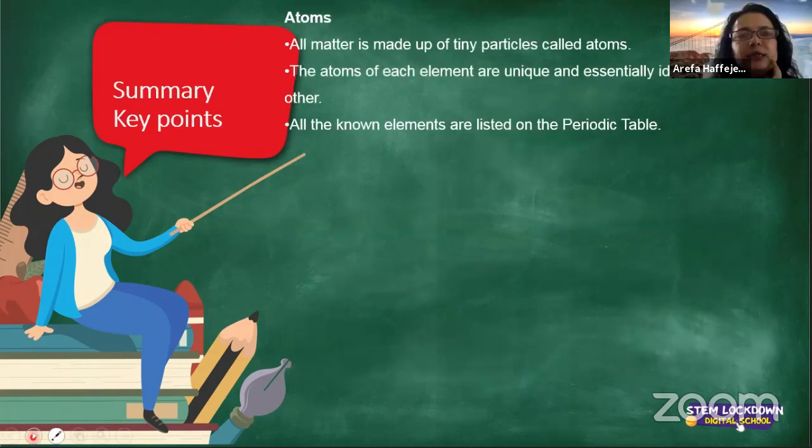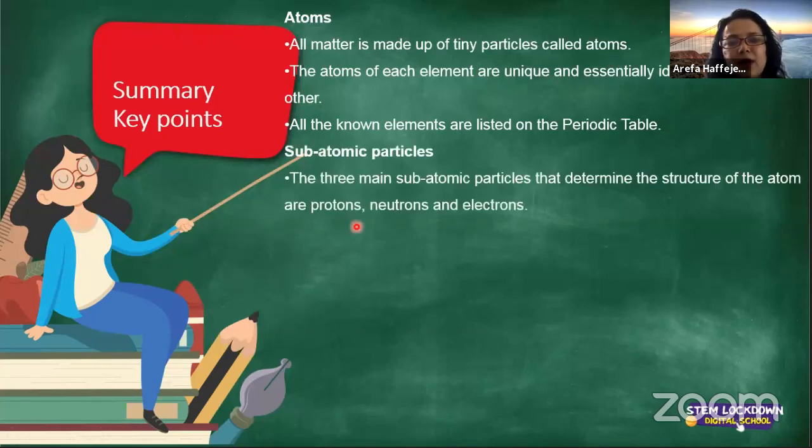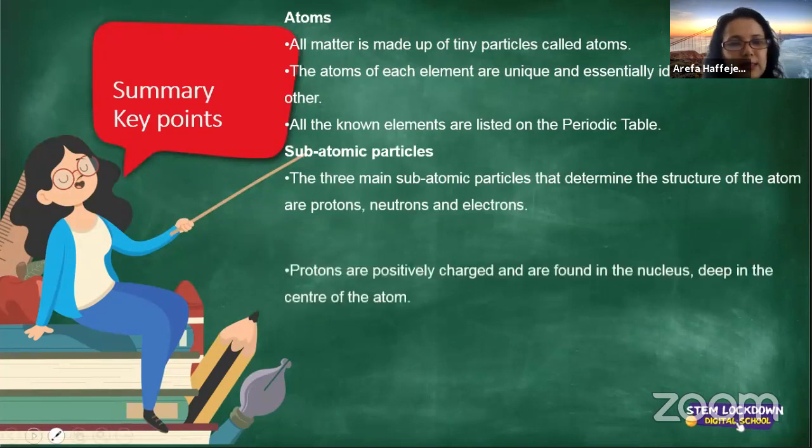So what we learned in this lesson is that all matter is made up of tiny particles called atoms. The atoms of each element are unique and essentially identical to each other, and all known elements are listed in the periodic table. We have three main subatomic particles that determine the structure of an atom, which are protons, neutrons, and electrons, from my earlier lesson.